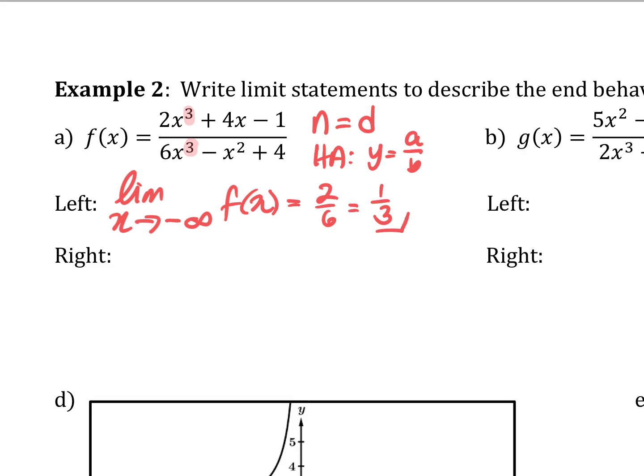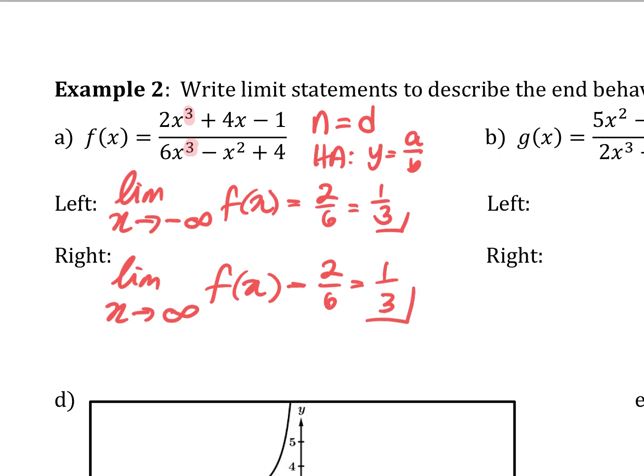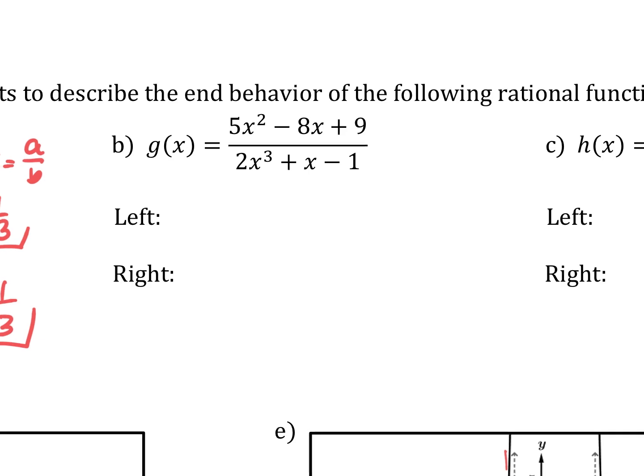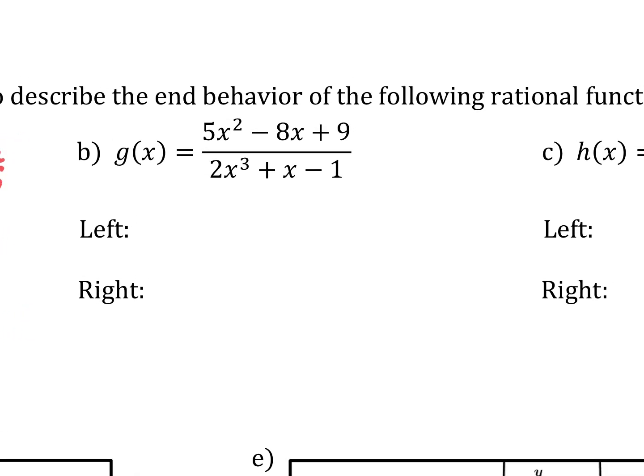Okay, that's the answer. For the right side, we can say the limit as x approaches positive infinity of f of x is equal to the same thing. That's going to be 2 all over 6, which is going to be reduced to 1 over 3. Letter B. What did we notice in here? Look at the numerator's degree and the denominator's degree. Here we can see that the numerator is less than the denominator. So what can we conclude with that? It means to say that our horizontal asymptote is going to be y equals 0.